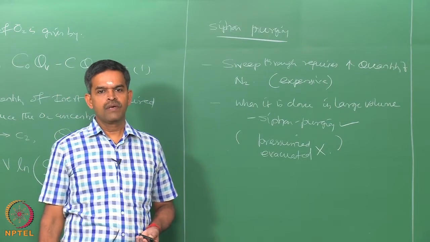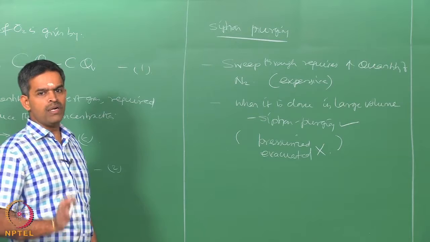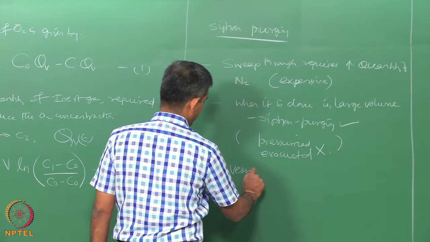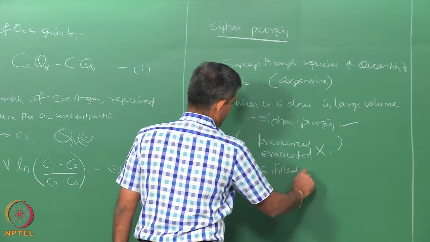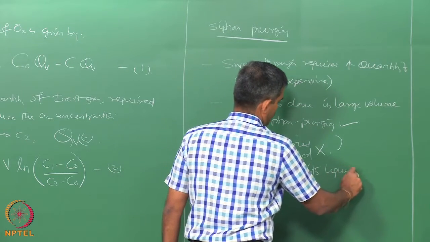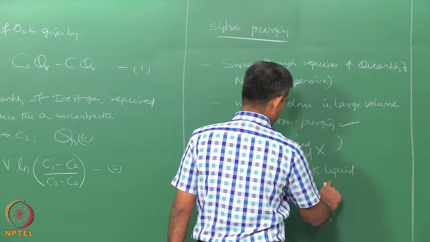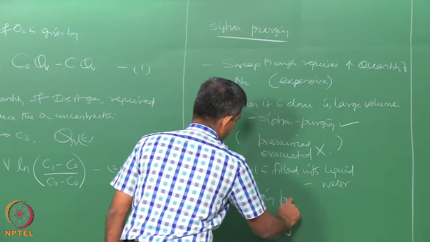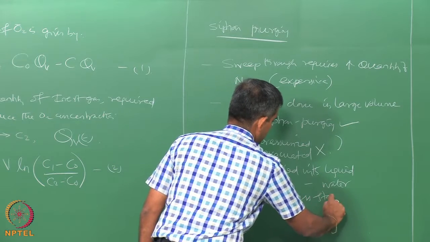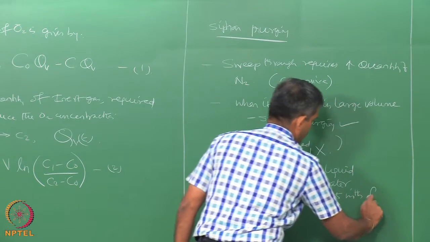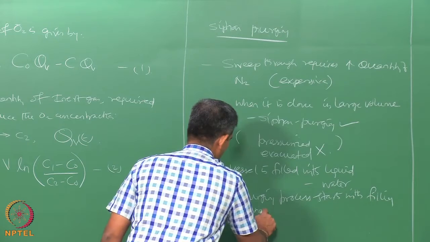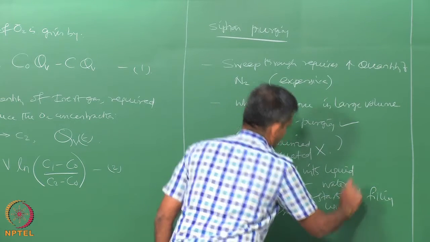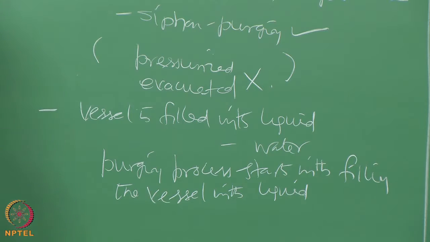So, it is an alternative arrangement where the nitrogen consumption can be comparatively lower than that of sweep through purging. The purging process starts by filling the vessel with liquid, which is preferably water. So, initially the vessel is filled with some liquid, essentially or preferably water. Therefore, the purging process starts with filling the vessel with liquid, not with nitrogen as in the case of sweep through purging.